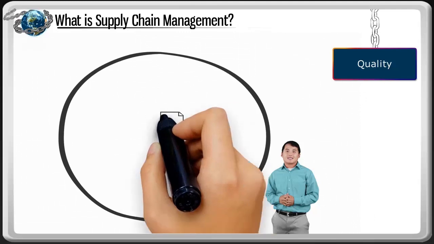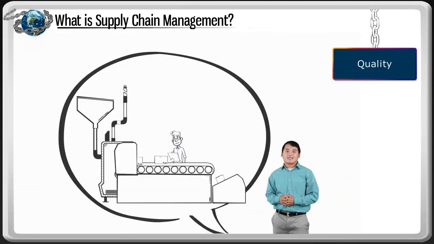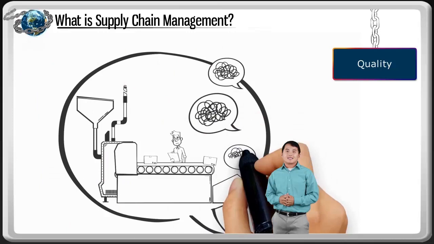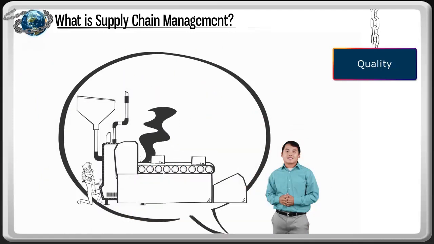Quality. My job is to ensure that we have well-defined processes and inspections in place for all incoming raw materials and outgoing finished goods. If our customers aren't happy, I need to identify the root cause of the problem and find out what needs to be done to improve our product and make the customers happy.